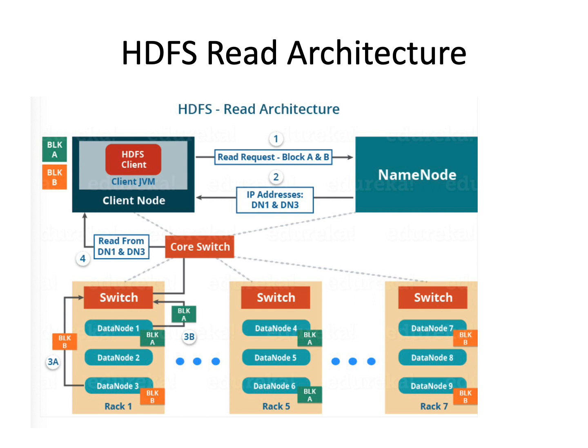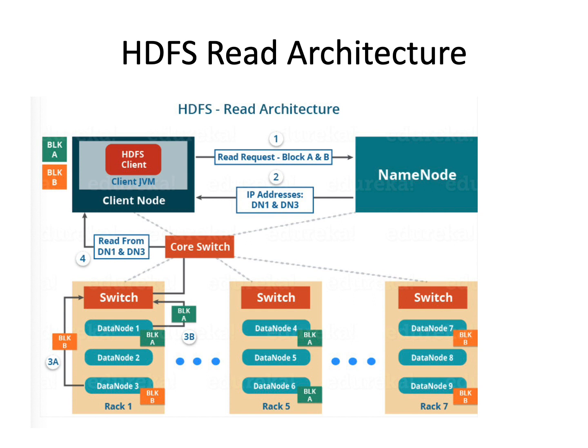Let's see the read architecture as well. Let's take the above example again, where the HDFS client wants to read the file, the example.txt file. Now the client will reach out to the name node asking for the block metadata for the file example.txt.